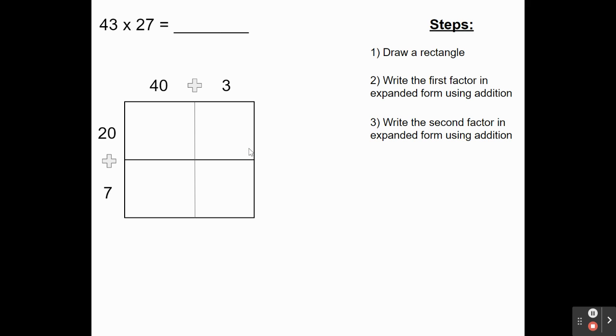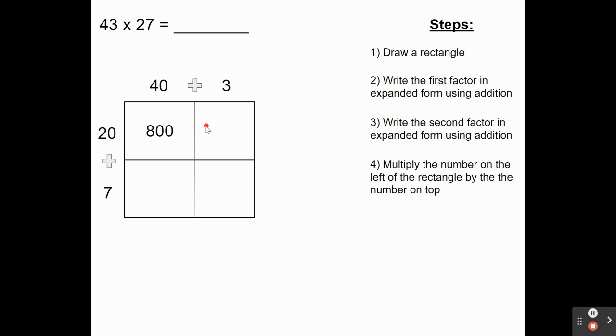Now we're going to be finding the area inside each of these smaller rectangles to find the total area of the larger rectangle. So let's do that by multiplying the number to the left of the rectangle by the number on top. Let's find the area of this first upper left rectangle. Here we have 20 times 40, which is 800.